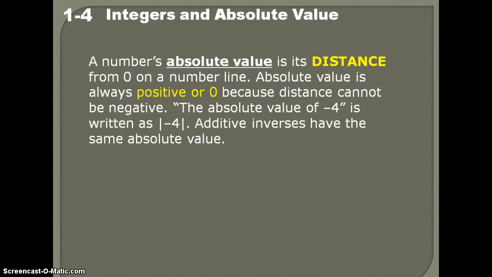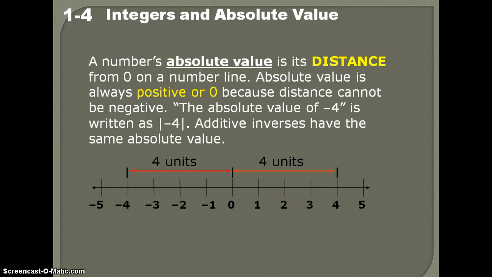Okay, so what does that all mean? Picture a number line. If you're at 0 and you walk to the number 4, you've walked 4 units. If you're at 0 and you walk to the number -4, you've still walked 4 units. It does not matter if you're negative or positive, because when you measure distance, we always measure it in positive units.